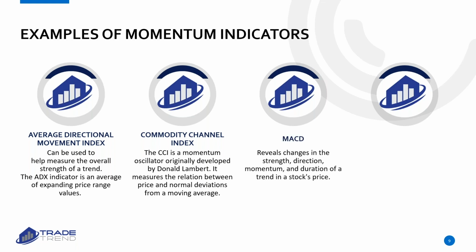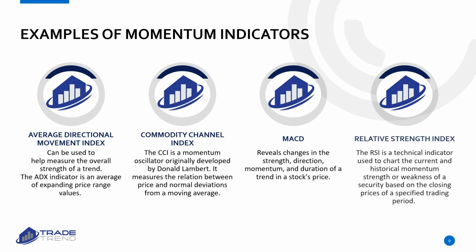Then we've got the MACD, and this one is a very versatile momentum indicator. It reveals changes in the strength, direction, momentum, and duration of a trend in a stock's price, and it applies to other markets as well, beyond the stock market. Then you've got the relative strength index, often referred to as the RSI. It's a technical indicator used to chart the current and historical momentum strength or weakness of a security, and this is generally based on closing prices.